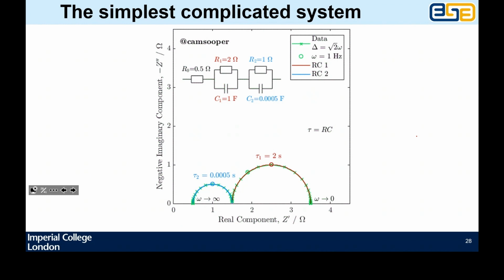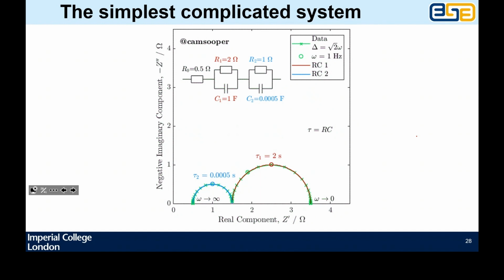R, RC, RC. Okay, in the top of that graph. So it's a resistor in series with a parallel resistor capacitor in series with another parallel resistor capacitor. And all of the values of each of the components are written there. So half an ohm, 2 ohms, 1 ohm, 1 farad, and 0.0005 farads. Okay? That is the Nyquist plot of that system.